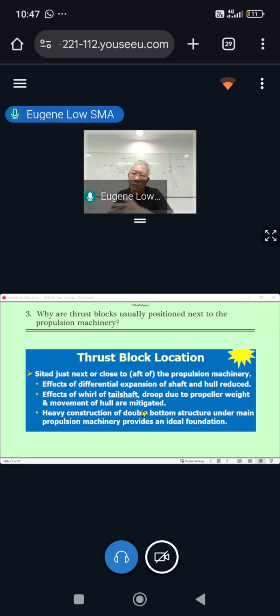And by positioning it nearer to the engine, you're further away from the tail shaft, right? So the tail shaft, you have this whirl of the tail shaft. Whirl is where the tail shaft tends to do this, right? Say this is the propeller here, the forward end of the tail shaft tends to do this. So this is no good for the thrust block to be there, right?